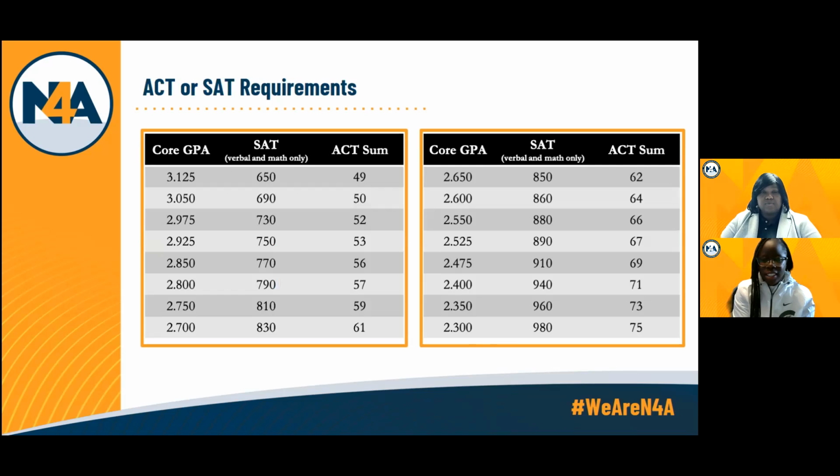So as far as your ACT and SAT requirements, once you complete those core courses, you'll have what we consider your core GPA, and then you'll have your ACT score and your SAT score. And it's a sliding scale. Based upon your core GPA, that's when you know what your scores need to be on the ACT and SAT. So the higher your core GPA overall, the lower your scores can be on those exams.